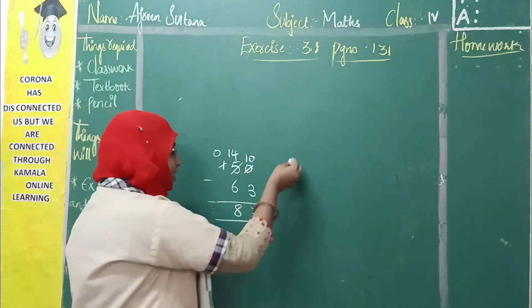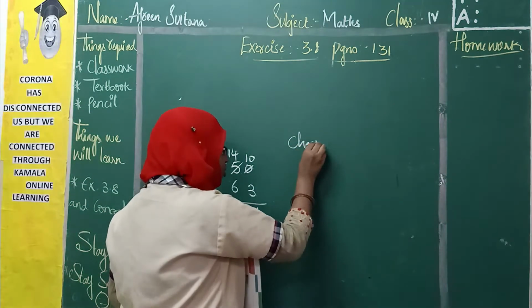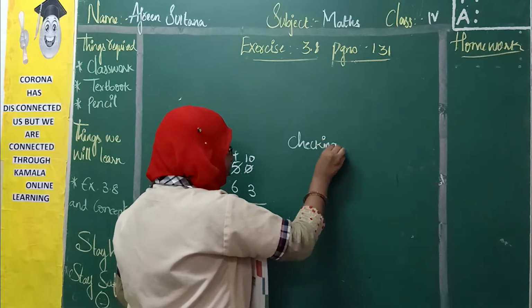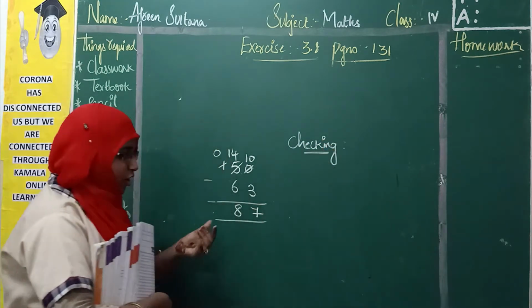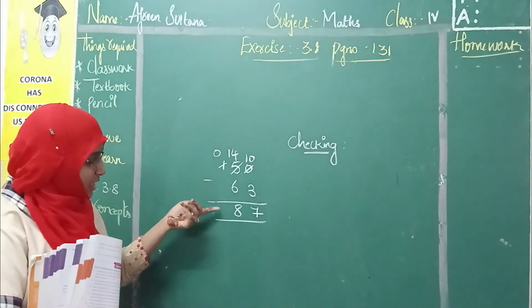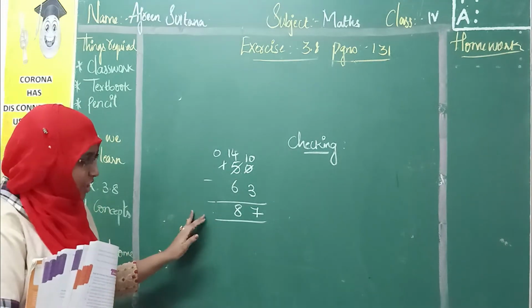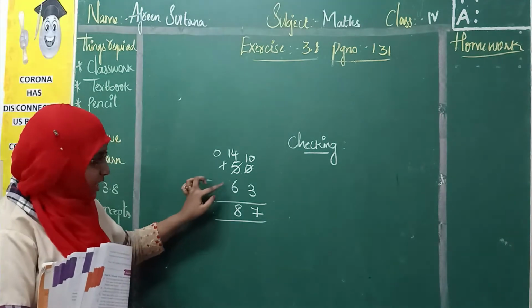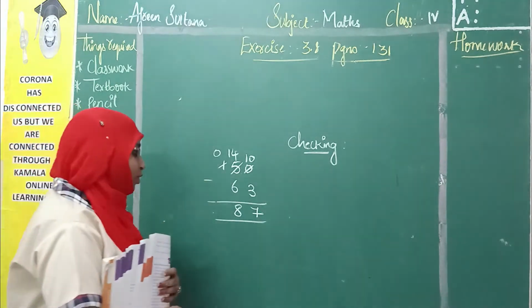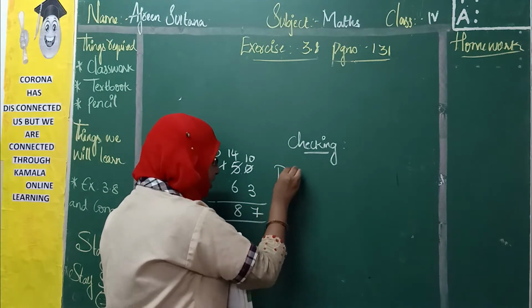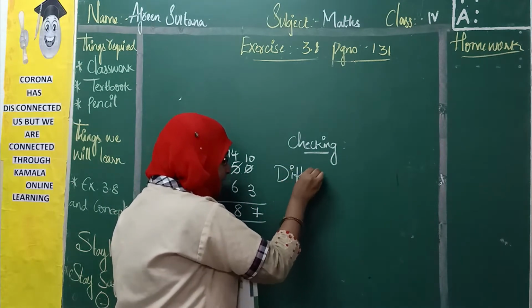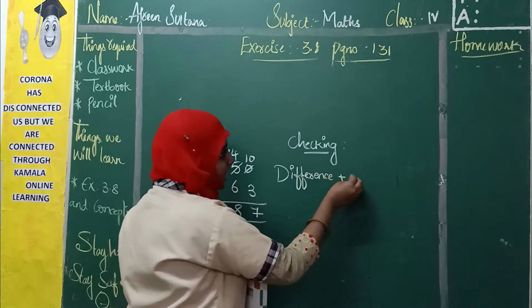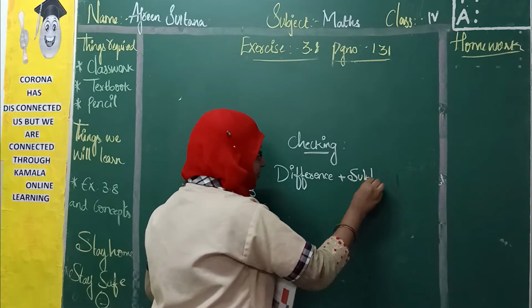Now I want to check. I need to verify whether the answer I got is right or wrong. I got 87. I don't know whether this answer is right or wrong, so how am I going to check? I am going to add the difference, that is the value of the difference, and the subtrahend.